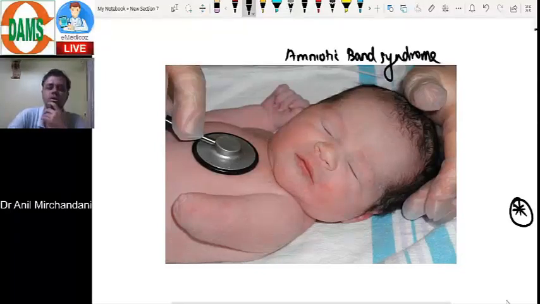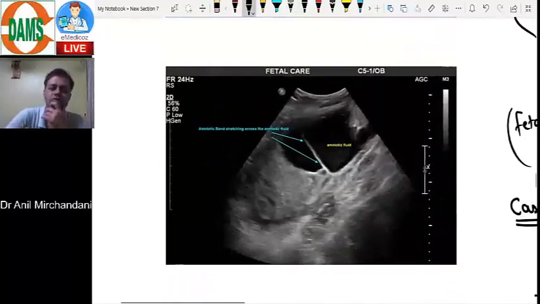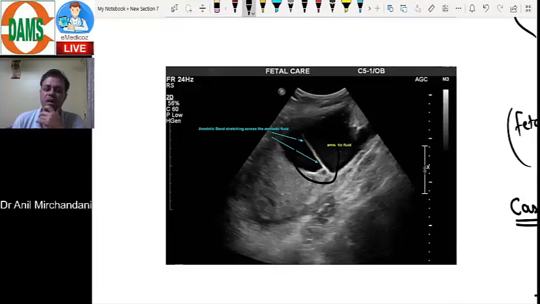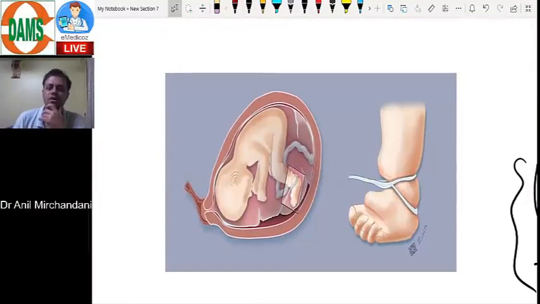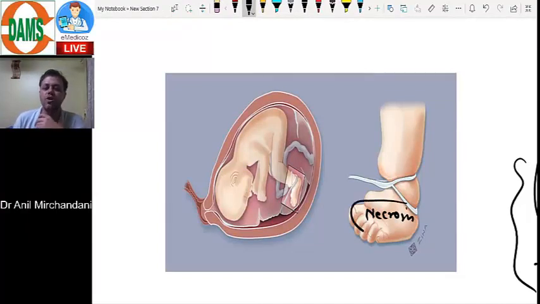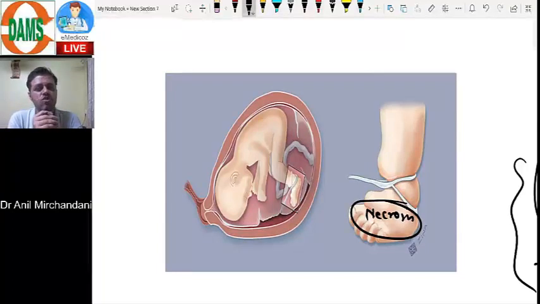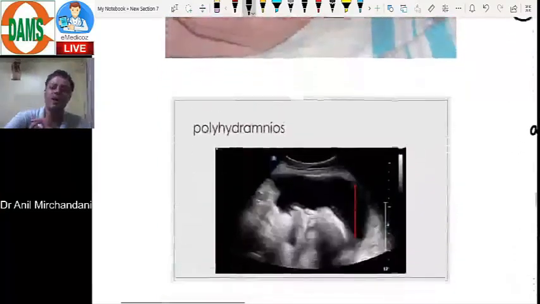That band can be around any limb, and sonographically we can see that amniotic band stretching across the walls of the amniotic sac. That amniotic band can cause necrosis and amputation of the limb. So if you get any picture of a baby without a part of the limb or a limb, then it could be amniotic band syndrome. Oligohydramnios is the culprit. Okay, got it? Very clear. That is all about a case of oligohydramnios.